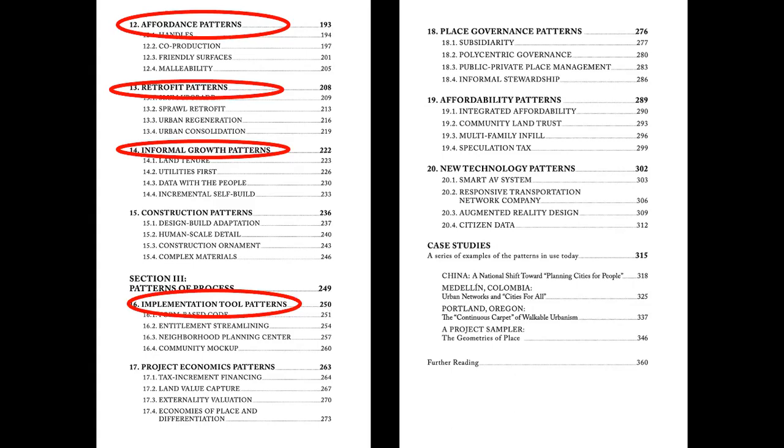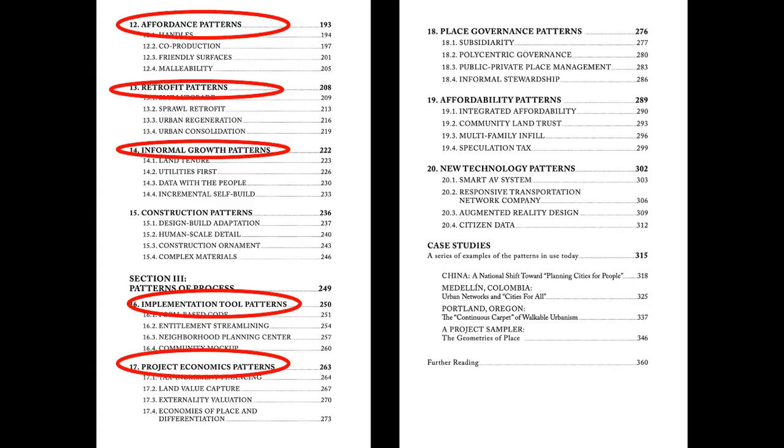Implementation patterns, we talked about coding and form-based codes, entitlement streamlining, and the Quimby approach, quality in my backyard, getting people to agree ahead of time on what they will approve and how it can be streamlined so that the cost can be reduced and the quality can be improved. Neighborhood planning center, I talked about earlier, community mock-up, so you can have visualization tools that will allow people to see how a given change is going to actually impact their environment and how it's going to look and so on. Economics, I think, is a very important subject to deal with.